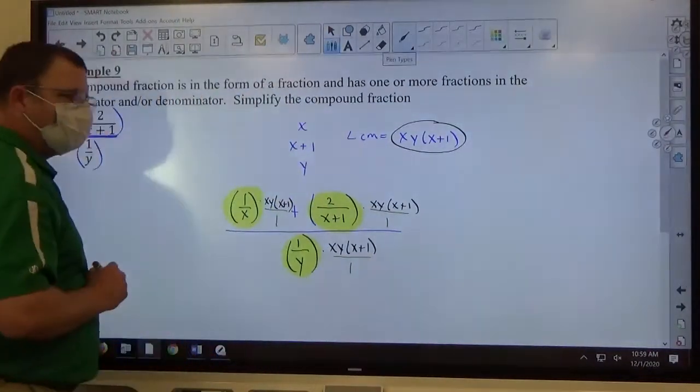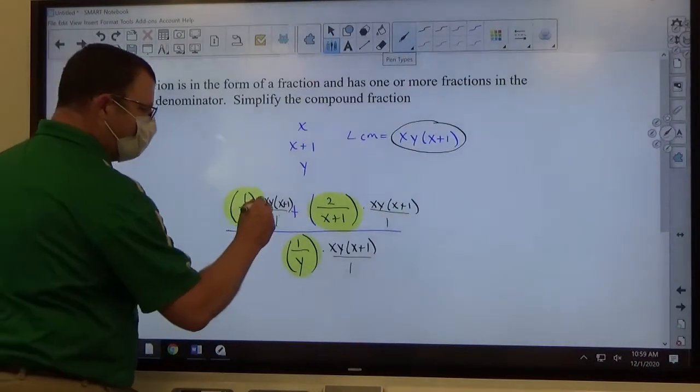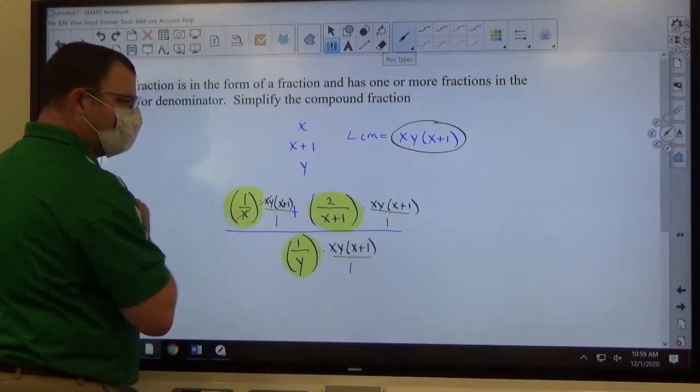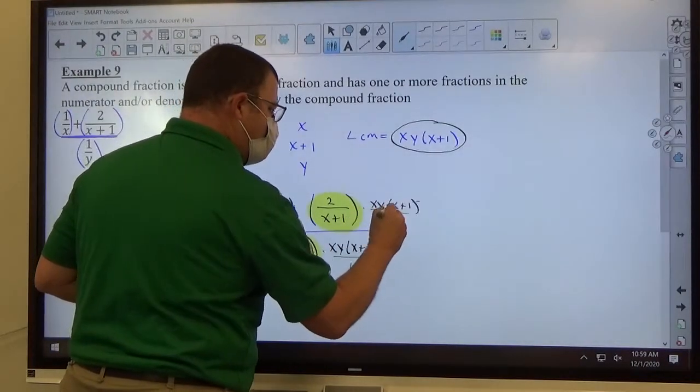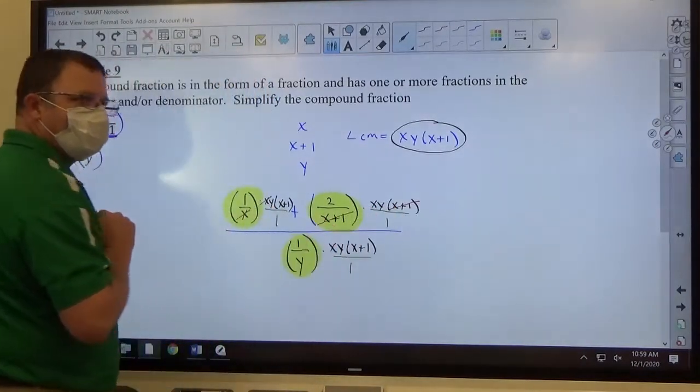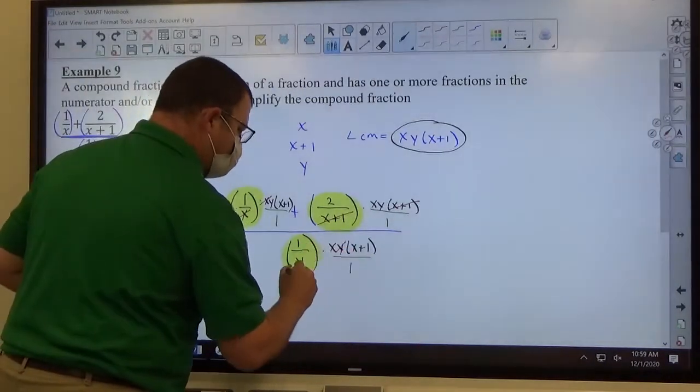I'm going to reduce what reduces. So this x cancels this x. This x plus 1 cancels this x plus 1. This y cancels this y.